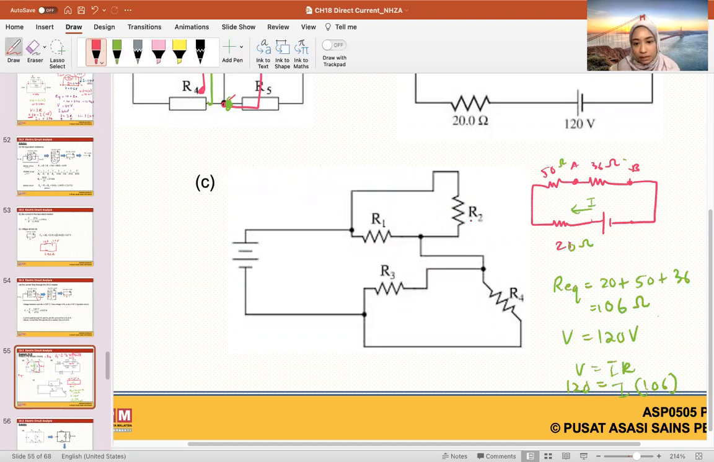Okay, so let's see. R4. Okay. So this is like a complicated circuit, I have to admit. Okay, so here let's see. Don't panic when you see a complicated circuit. Don't panic. Use the trick.